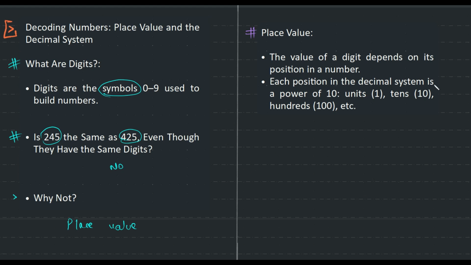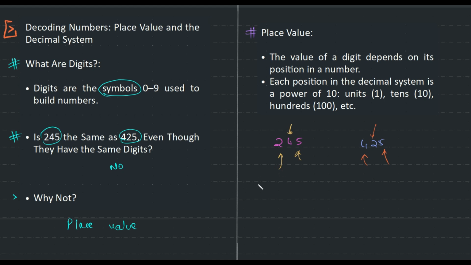So each position in the decimal system is a power of 10. Basically units is 1, tens is 10 and hundreds is 100, so on and so forth. That you guys remember. So basically 2, 4, 5: in the unit place we have 5, in the tens place we have 4, and in the hundreds place we have 2. While in 425, in the hundreds place we have 4, tens place we have 2 and unit place we have 5.